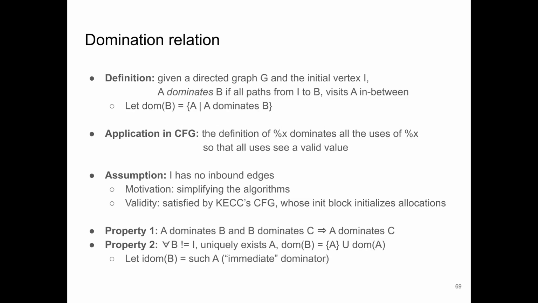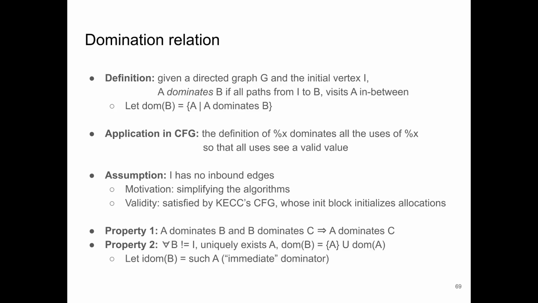Okay, let's start with the definition. What is the domination relation? You're given a directed graph G and an initial vertex I. This is basically conceptualizing the control flow graph, where each block is a node or vertex and the initial vertex I is the starting point, the initial block.